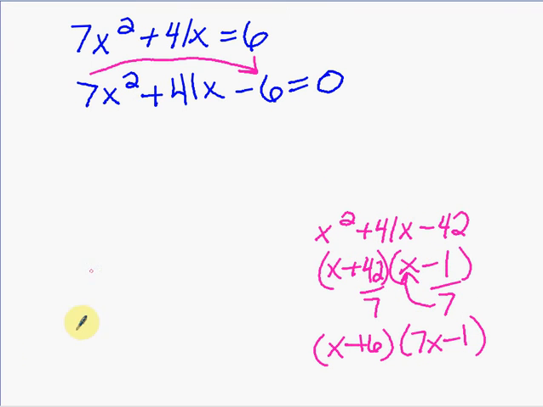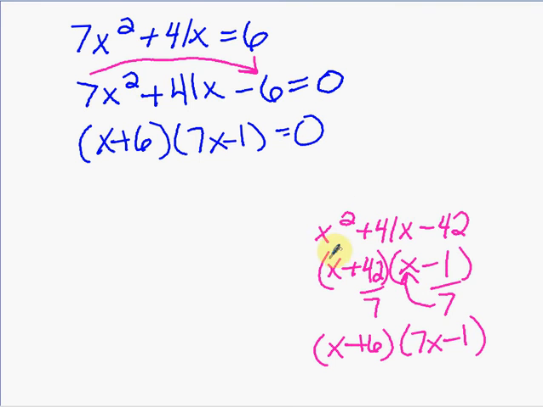And now I'm set. Now I'm going to go back to my problem and fill in what I just accomplished here. X plus 6 and 7x minus 1. When you multiply them, you get 0.